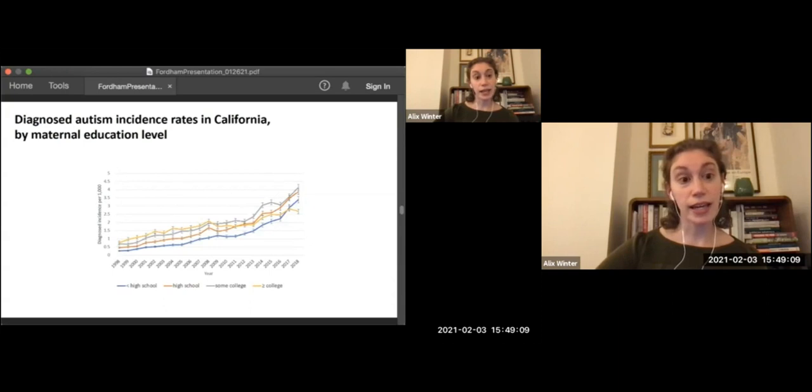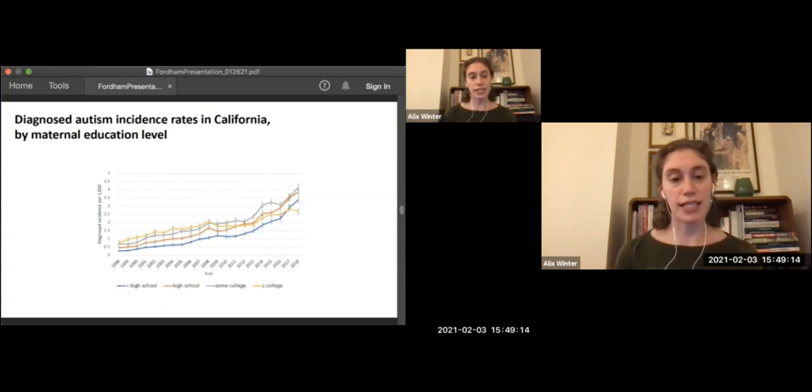And here we see another dramatic shift. So in the first half of the years that we study, diagnosis rates followed the education gradient we would expect given the importance of resources for securing an autism diagnosis. With more education, incidence rates are higher. But by 2018, diagnosis rates were not highest but lowest among children of mothers with at least a college degree.